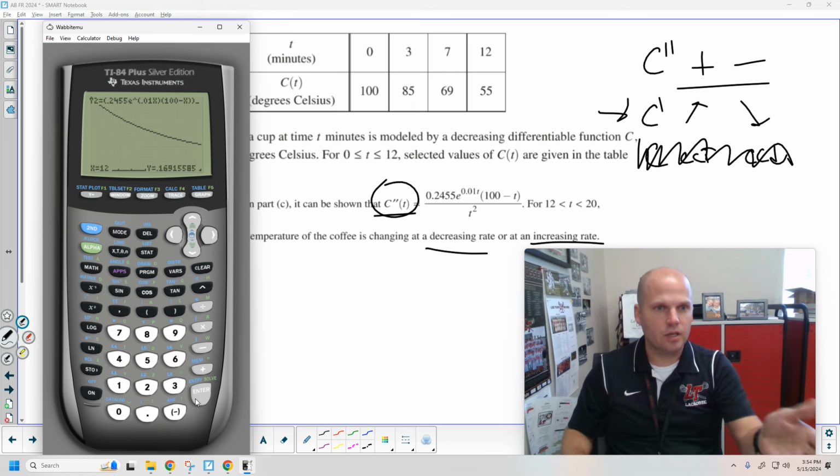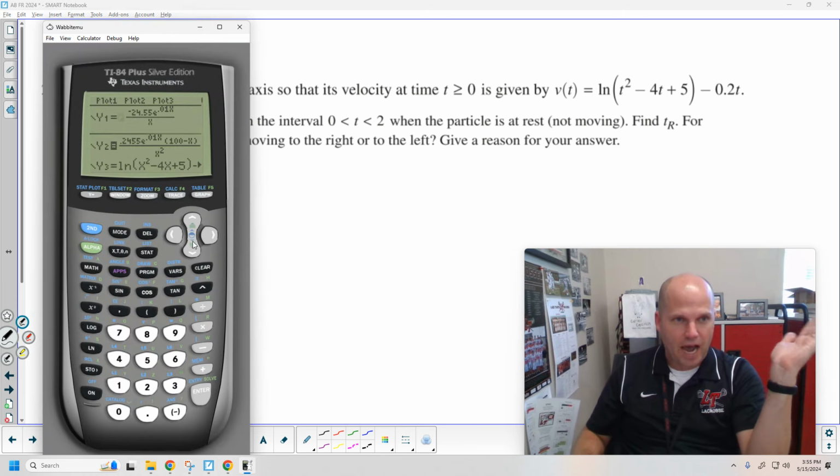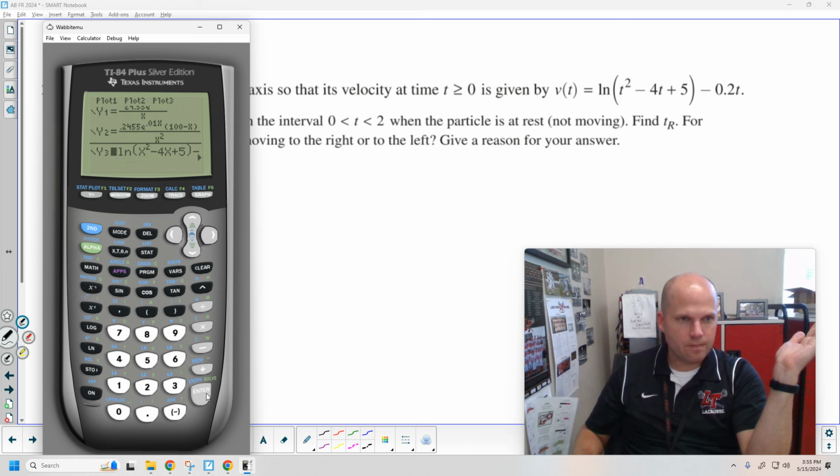Second question, very standard motion question that all of my students should have gotten at least 6 out of 9 on. Part A, we have a question talking about when are you at rest between 0 and 2, and between 0 and that time where we're at rest, are we moving to the right or to the left? We should have immediately graphed our velocity.